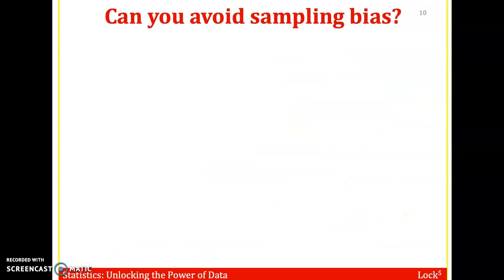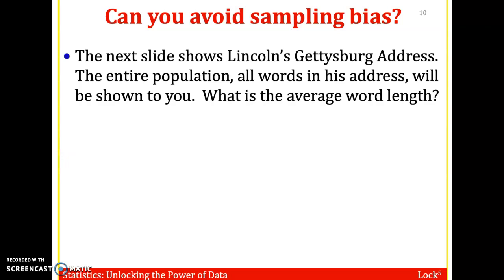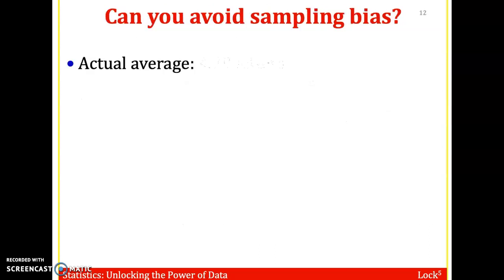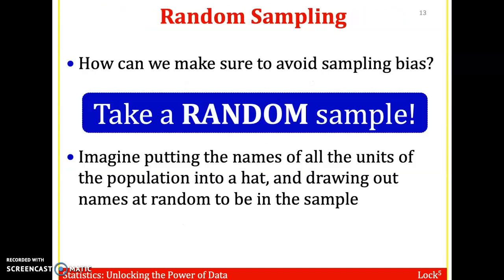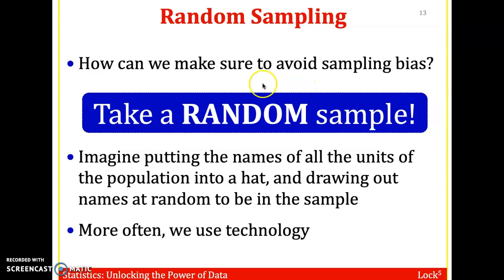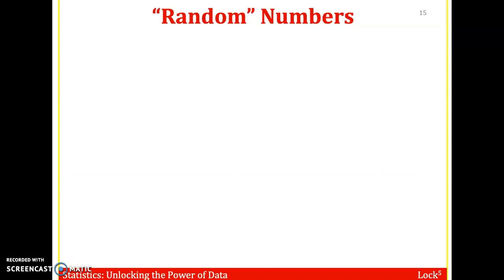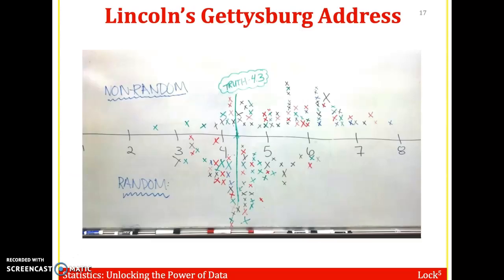Okay, so this next activity, I'm going to skip for right now. We're going to go through this Gettysburg Address on the first day of class. So we'll come back to this, but the idea is taking a random sample. I'm going to focus on random sampling in class on Wednesday, or excuse me, our first day of class.